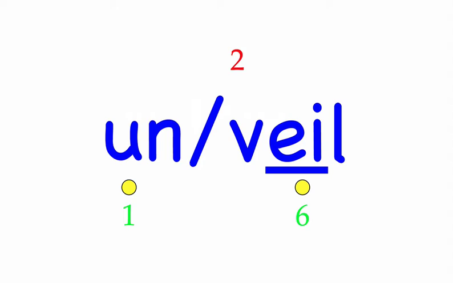The next word is grieve. Grieve. I grieve for your loss. Grieve. 4 sounds. G, R, E, V. Grieve. First, we look for teams, letters representing their second sounds, or a silent E.